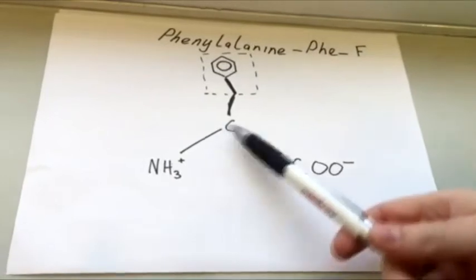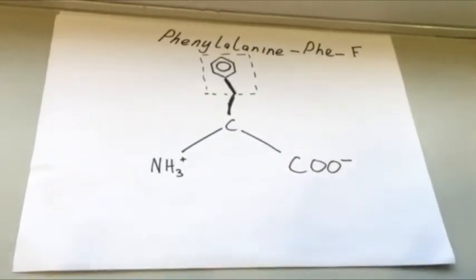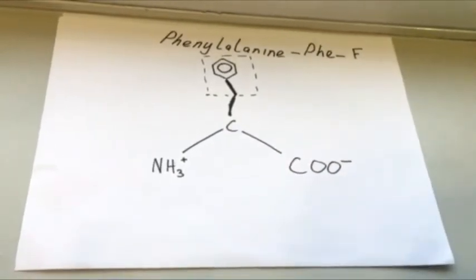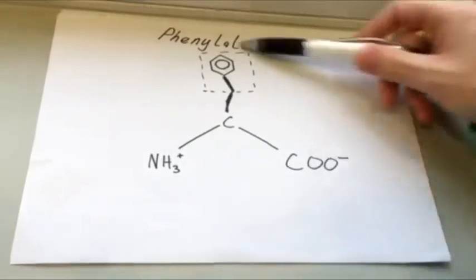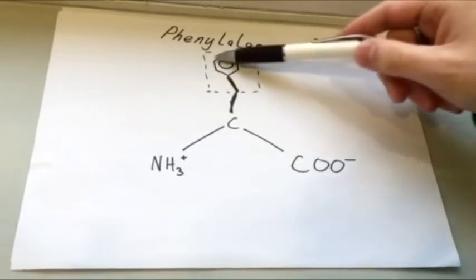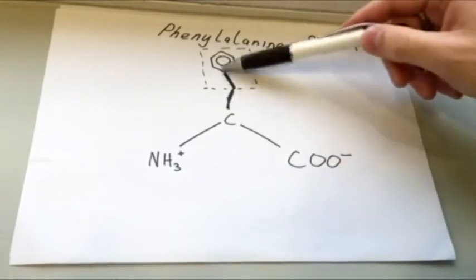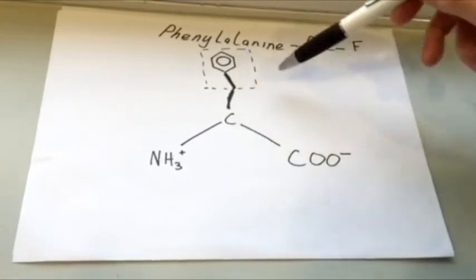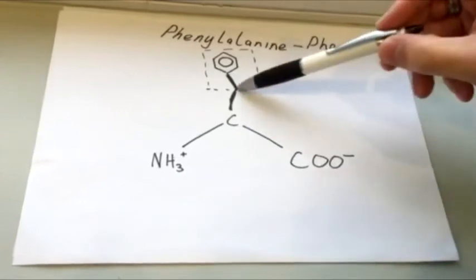Here we have phenylalanine. Its 3-letter abbreviation is PHE, single letter F. We have a phenyl group attached to the backbone. We have a benzene ring connected to the backbone. The carbon there, the beta carbon.